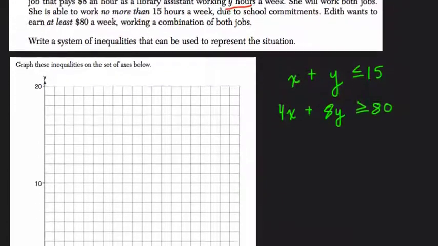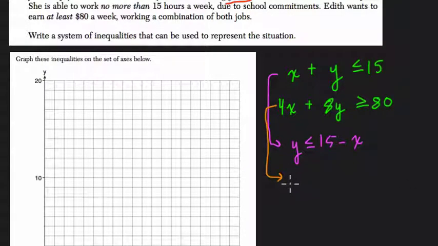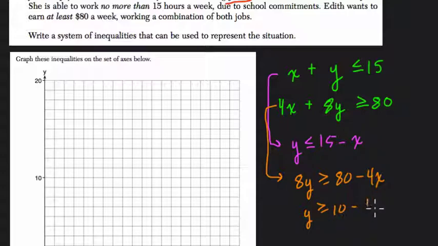Now, they want us to graph these two things. For me, to graph these, I would first like to rewrite them in mx plus b format. So I want to get y all by itself: subtract x from both sides, y is less than or equal to 15 minus x. And then our second inequality, we'll use orange. We subtract 4x from both sides, so 8y is greater than or equal to 80 minus 4x, and then divide both sides by 8, and y is greater than or equal to 10 minus 1 half x, since 4 divided by 8 is 1 half.